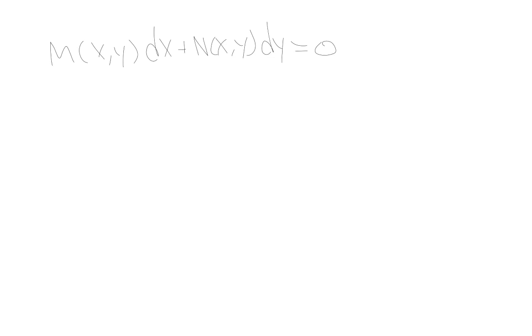A differential equation of this form is said to be exact if and only if partial M with respect to y is equal to partial N with respect to x. So what if they are not equal? And that's exactly what I want to emphasize here.